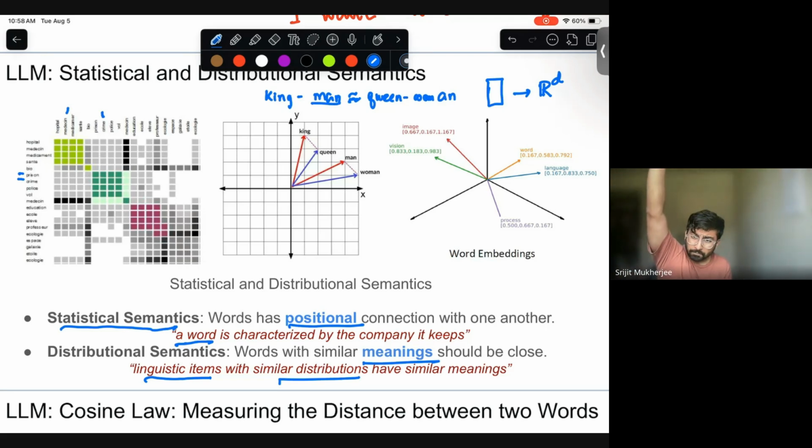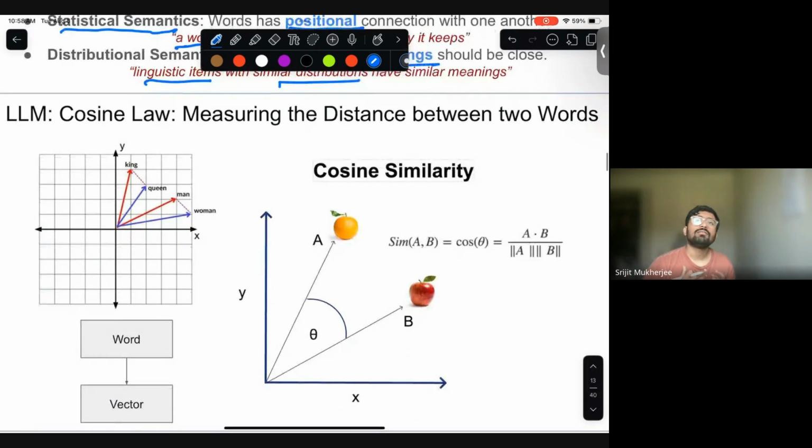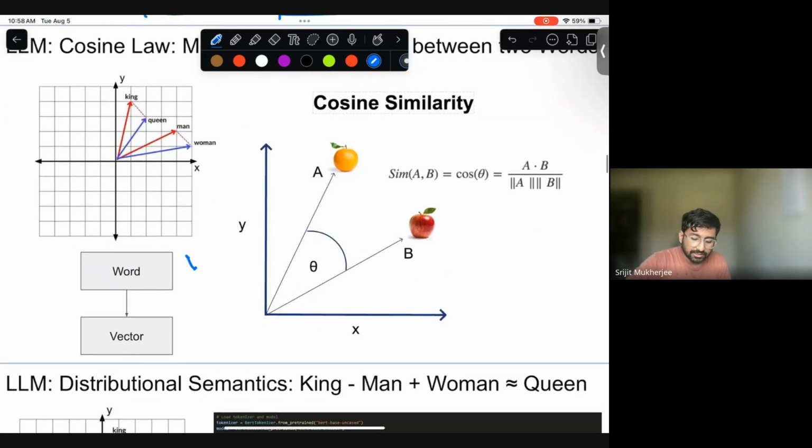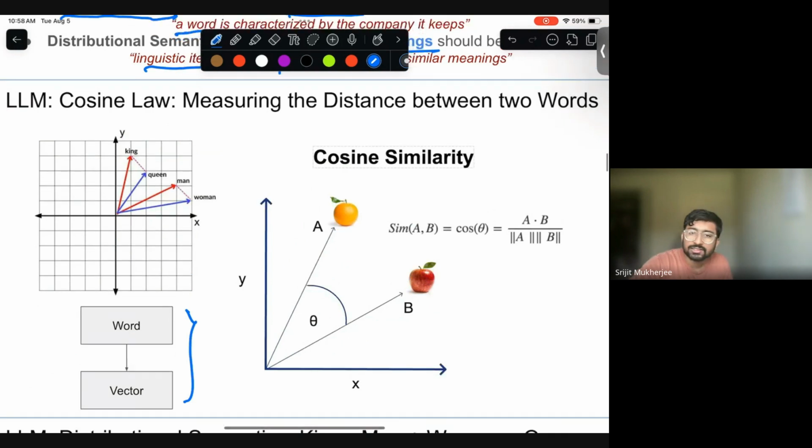So again, words have two aspects. One is the positional information, the statistical semantics, and the other is the distributional semantics, the meaning of the word. Now, as I've said, a word is represented as a vector. A word represented as a vector makes sense, right? You all understood. So king is a vector, queen is a vector, you can see.